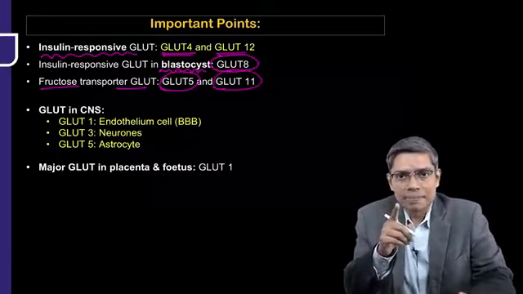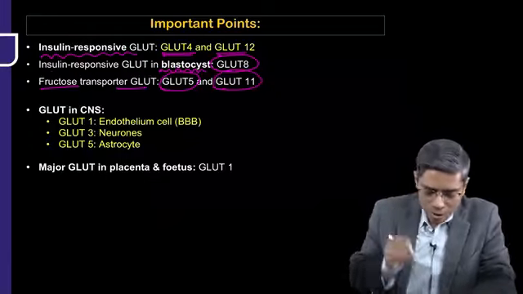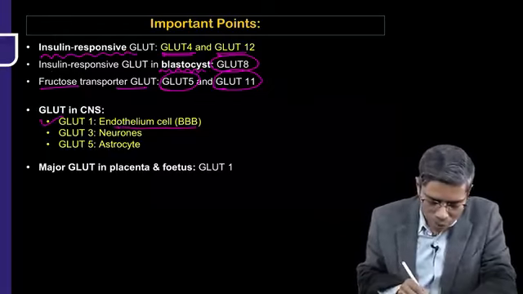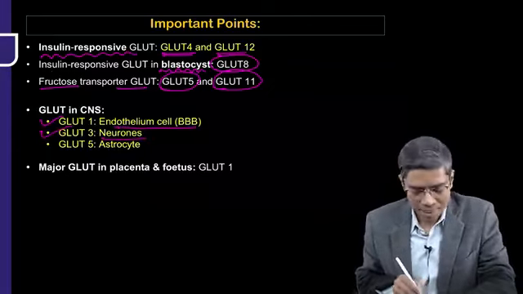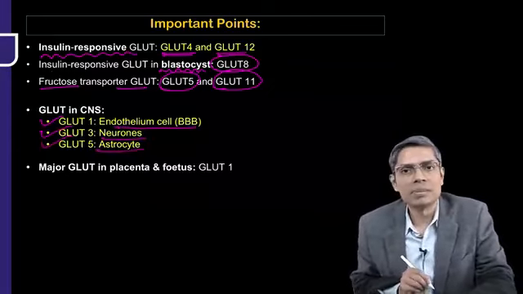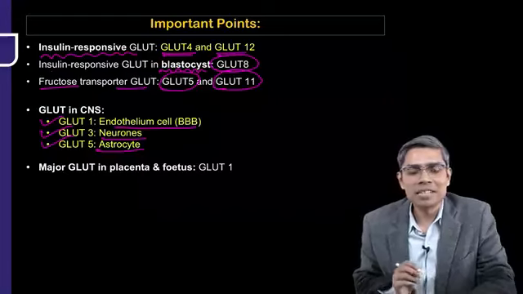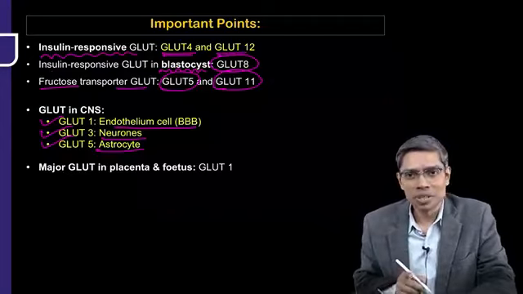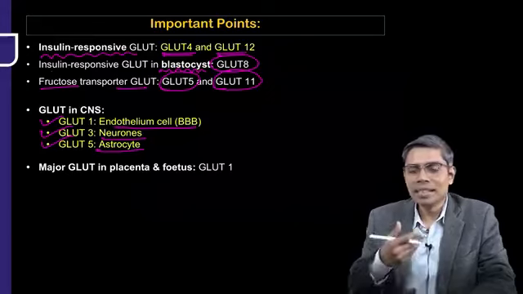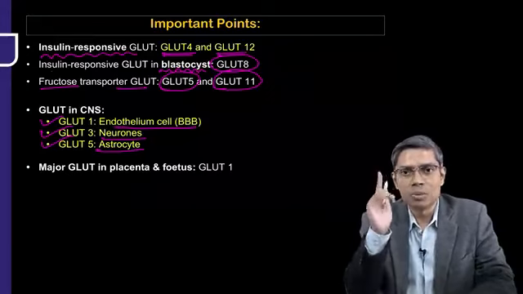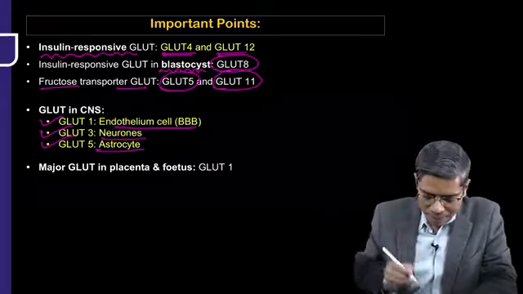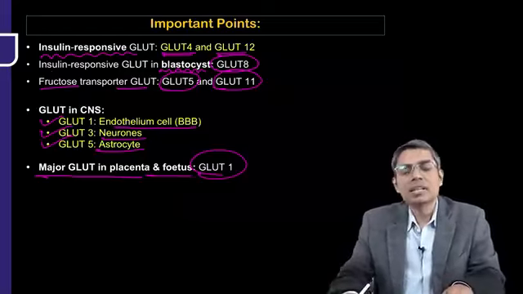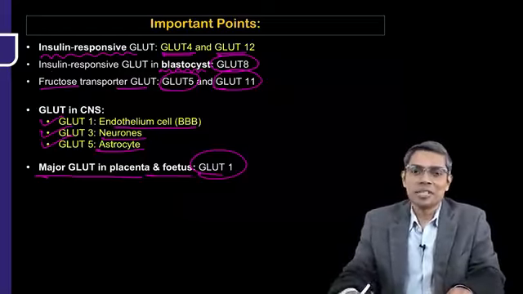In the central nervous system, there are 3 different types of GLUT. GLUT1 is present in the blood-brain barrier, the endothelial cell of the brain capillary. GLUT3 is present in the neuronal membrane, and GLUT5 is present on the astrocyte membrane. So you can understand that the astrocyte is taking glucose through GLUT5, the neuron through GLUT3, and the glucose enters the brain fluid by GLUT1, the blood-brain barrier GLUT, okay? And the major GLUT in placenta and fetus is GLUT1, right? These are the important things that you must remember for your future MCQ, okay?